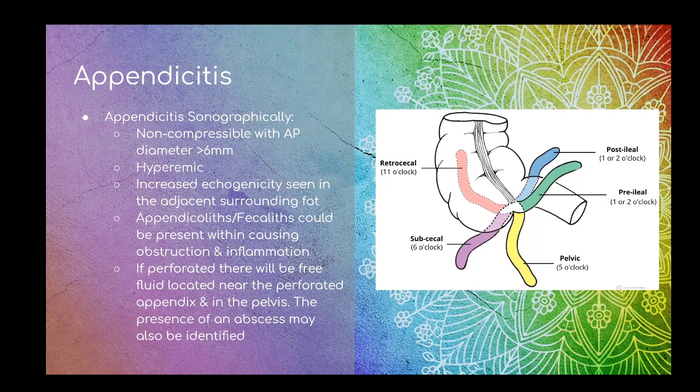We're also possibly going to see what we call an appendicolith or fecalith, and those are basically just really, really hard fecal matter that is causing shadowing within the appendix. It's kind of like a gallstone, but in the appendix and made of poop.